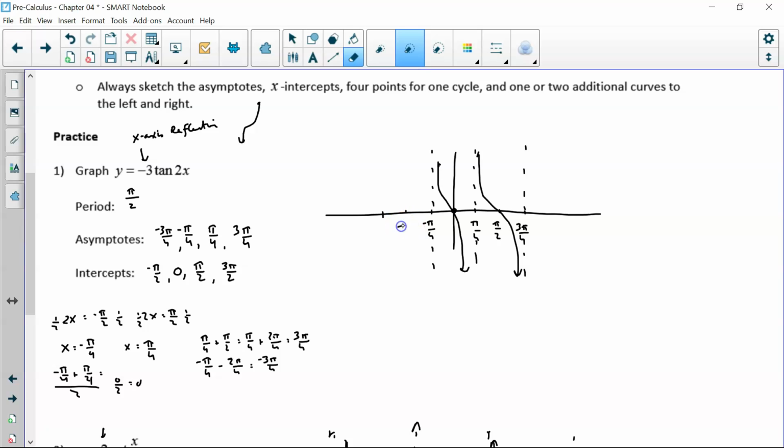We have our negative pi over 2, our negative 3 pi over 4. There's our asymptote, and it falls from left to right. Those are the graphs of negative 3 tangent 2x. It falls from left to right because of the x-axis reflection. We'll be doing more practice of this as well. In the next video, we're going to be talking about the other reciprocal functions, secant and cosecant.